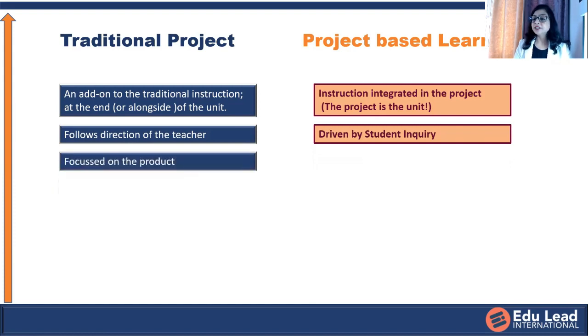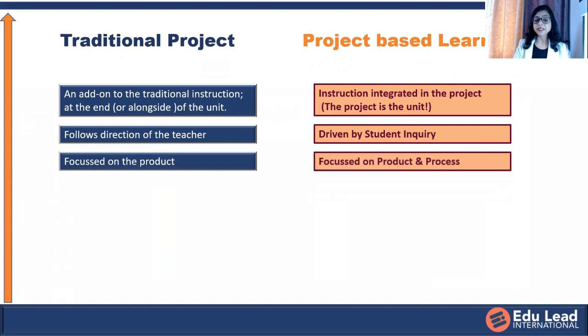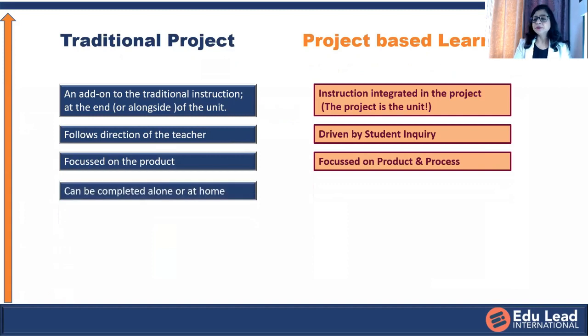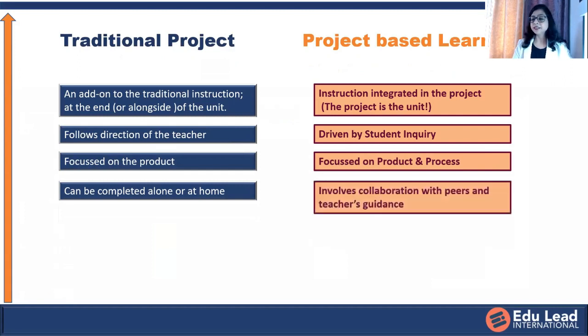The focus in a traditional project is more on the product. What is the final outcome? But in project-based learning, the focus is not just on the product, but also on the process which has been carried out for this particular project. A traditional project is something which can be completed alone at home itself. But in project-based learning, collaboration is required, and the teacher's guidance is required from time to time.